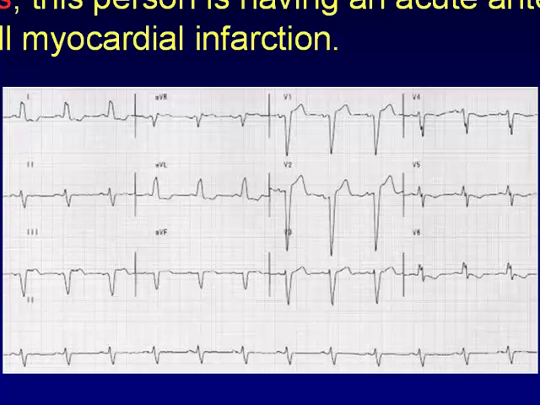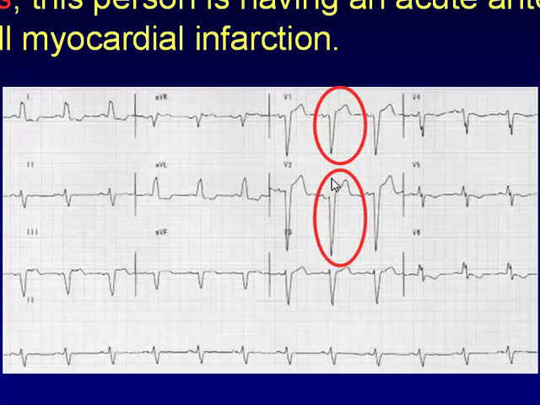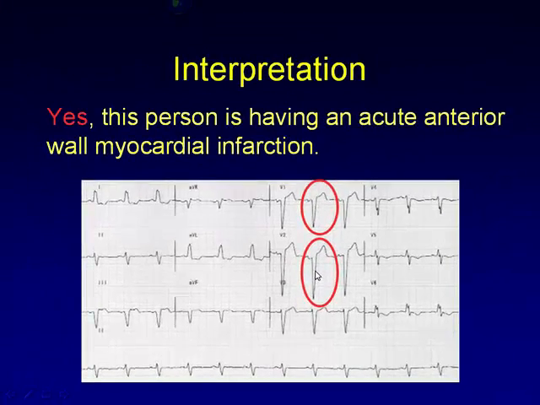You have to see an ST elevation in more than 1 lead. 1 lead is not diagnostic, it must be more than 1 lead. So here it is very clearly seen in V1 and also V2. V1 and V2 are having what we call an ST elevation, and a little bit on V3, but it is not very clear.